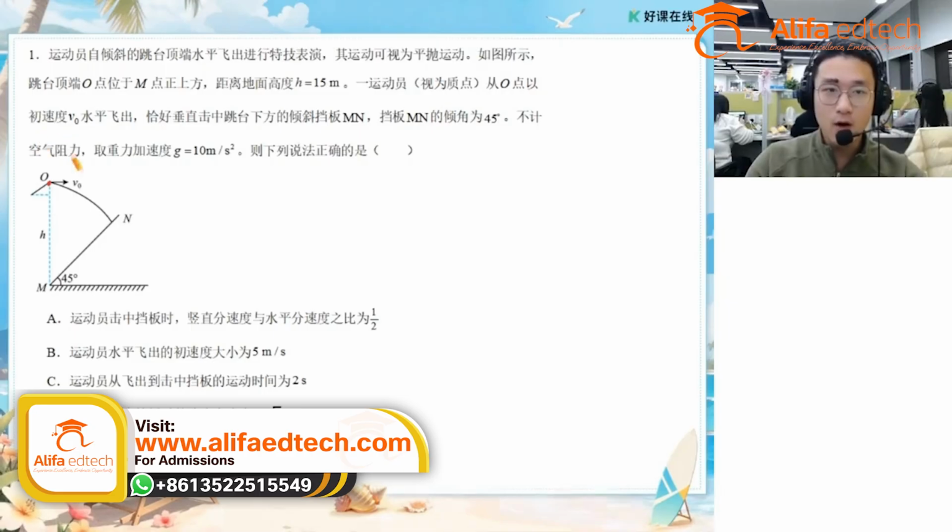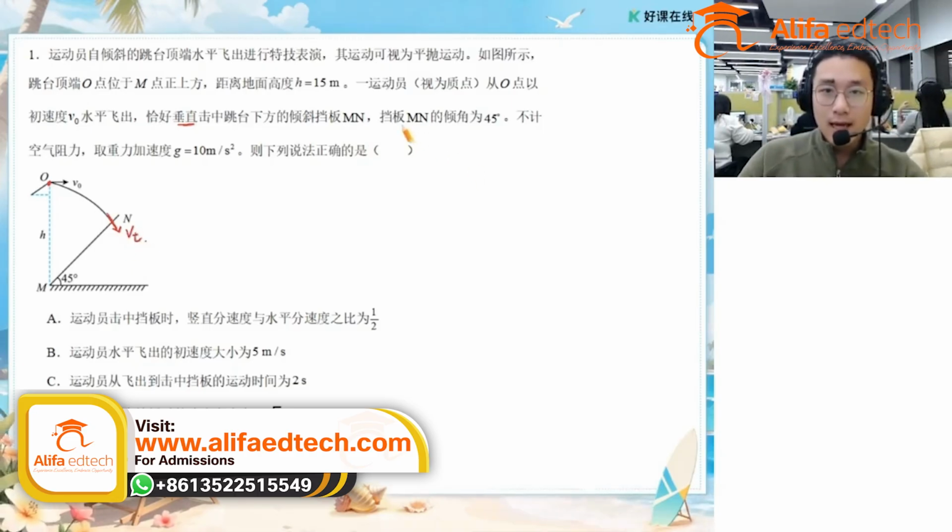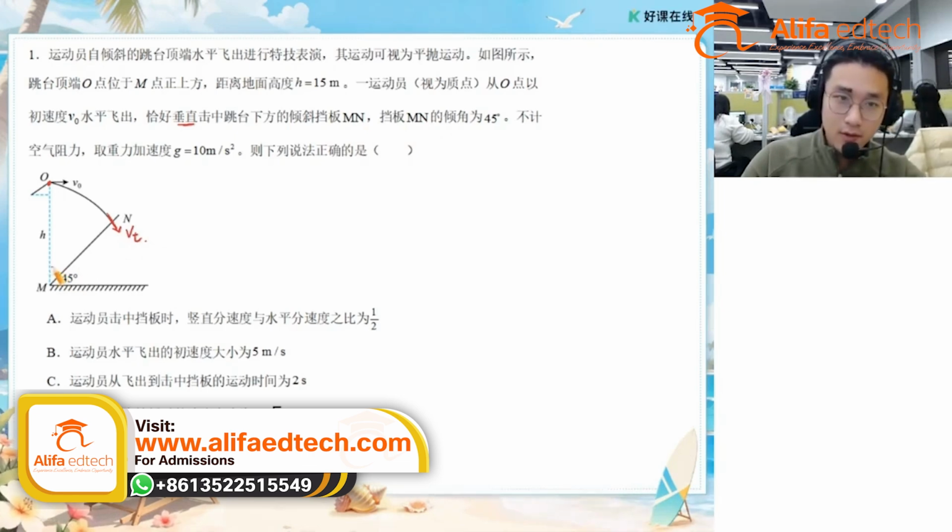He flies out horizontally from point O with an initial velocity v0, which is marked in the figure. Then he happens to hit the inclined baffle MN below the platform perpendicularly. Hitting it exactly perpendicularly means that at this point, the direction of its velocity is perpendicular. This is its VT at this moment. The inclination angle of the baffle is 45 degrees, so this top part is 45 degrees.